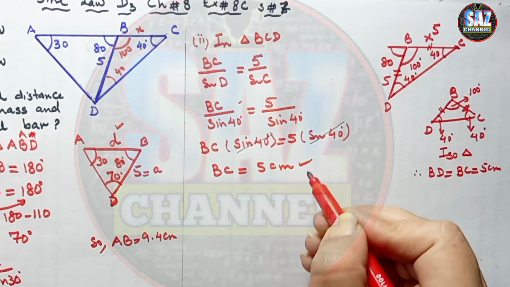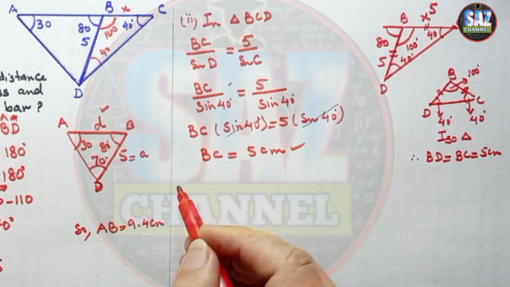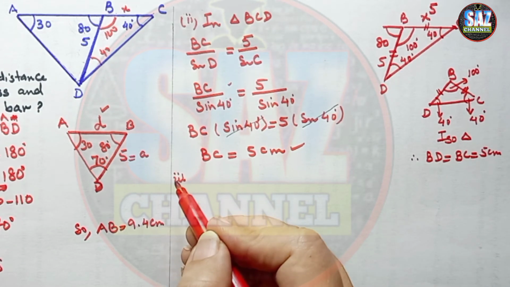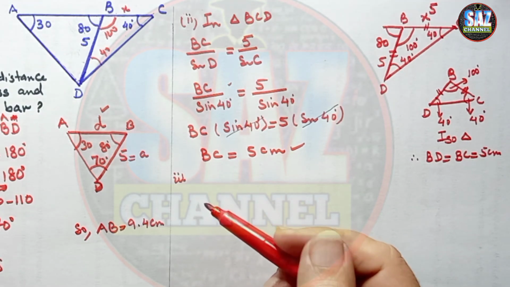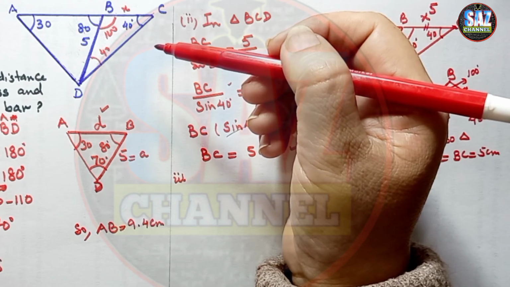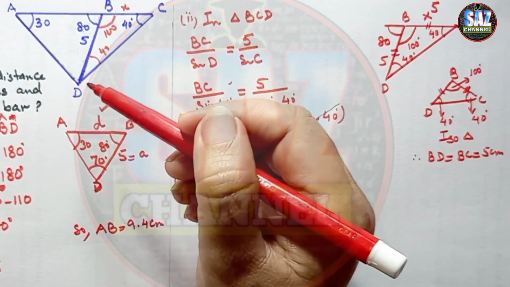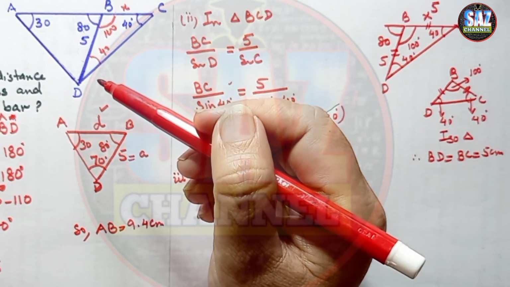I hope really easy question. You should have good command on the basic rules and formulas, then the question will be easy for you. Coming to the third part of the question, that is the vertical distance between the mass and the horizontal bar. Okay, and now think about what is the horizontal bar? Horizontal bar is AB. We have to find the vertical distance between the mass and the horizontal bar.